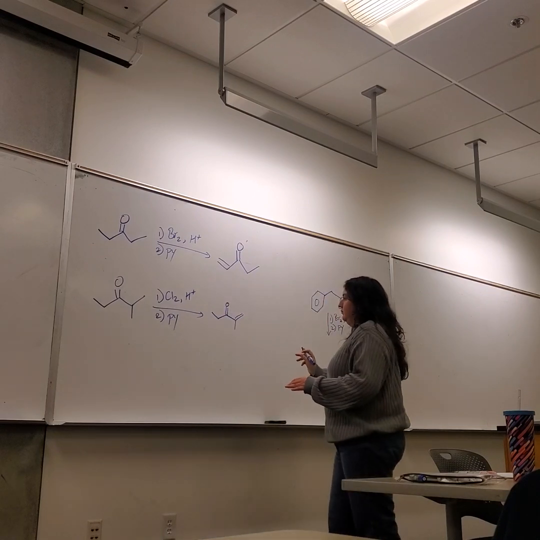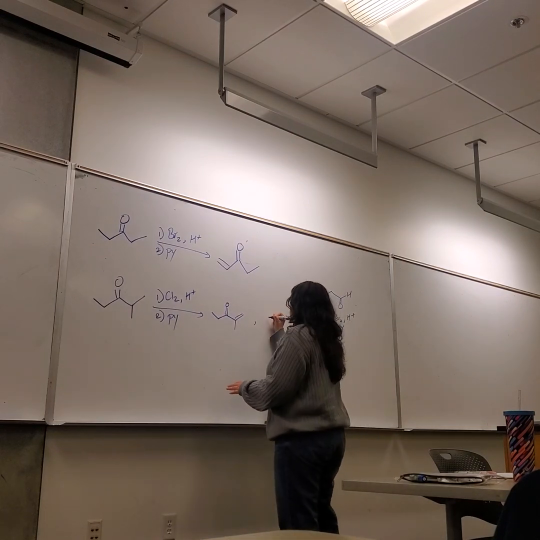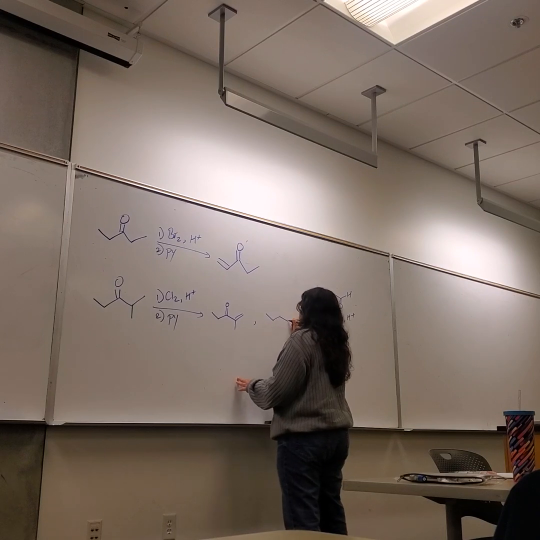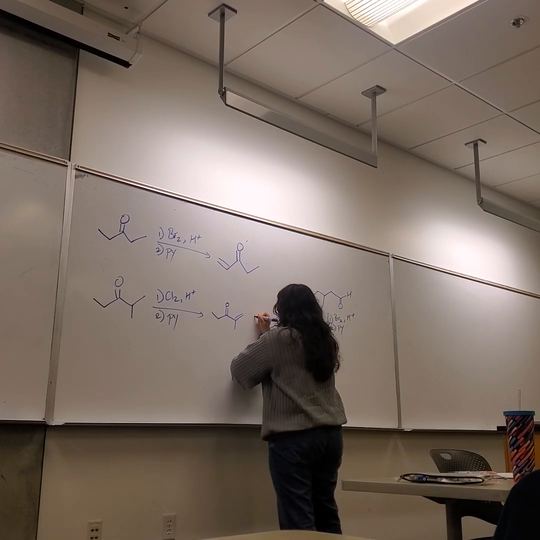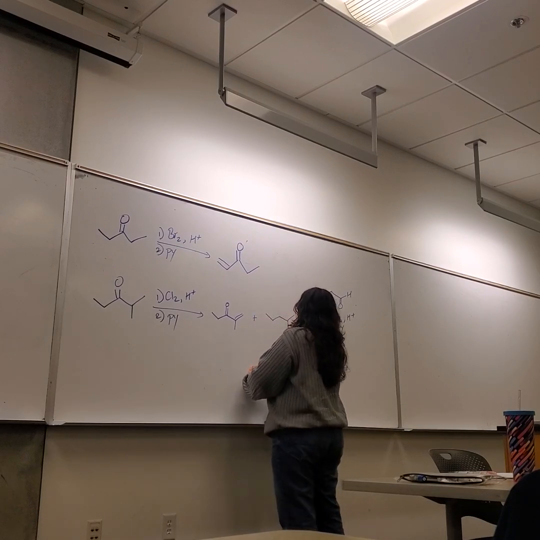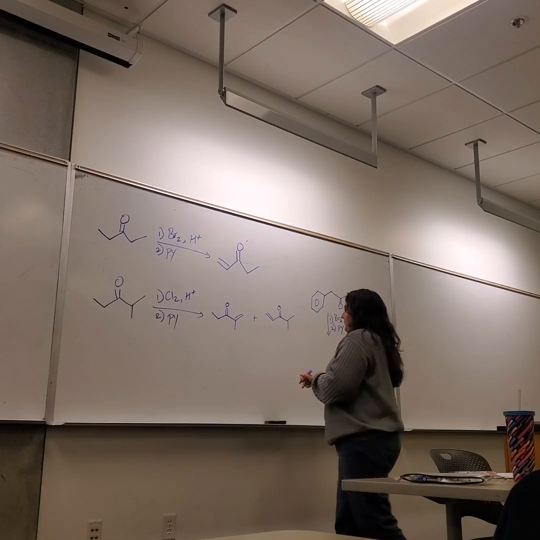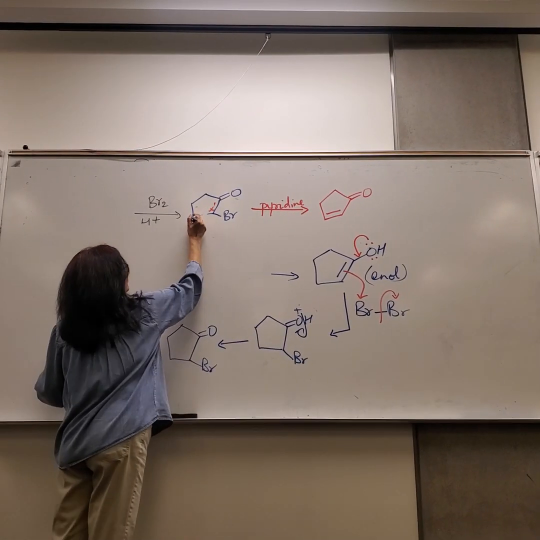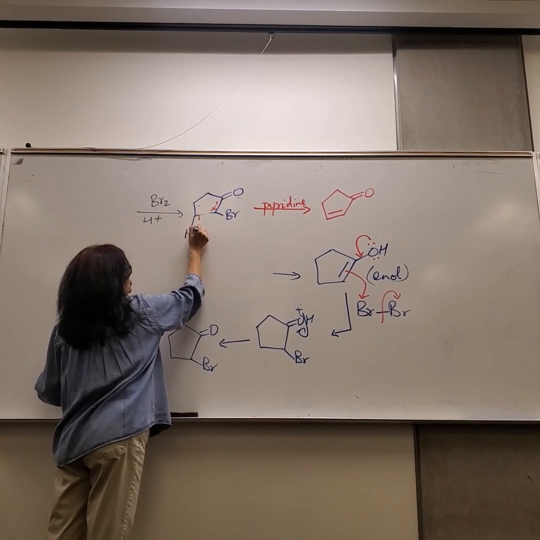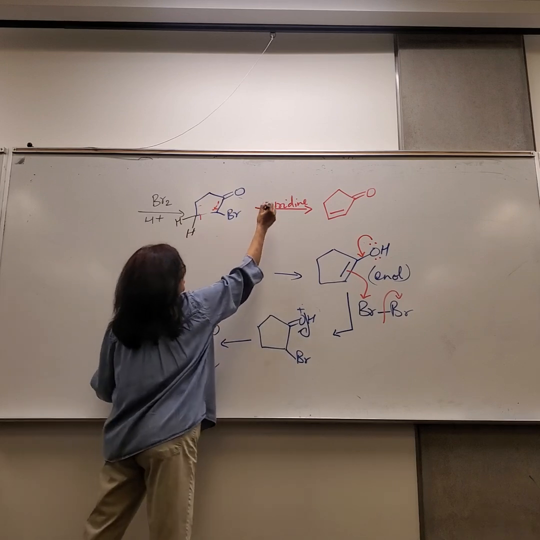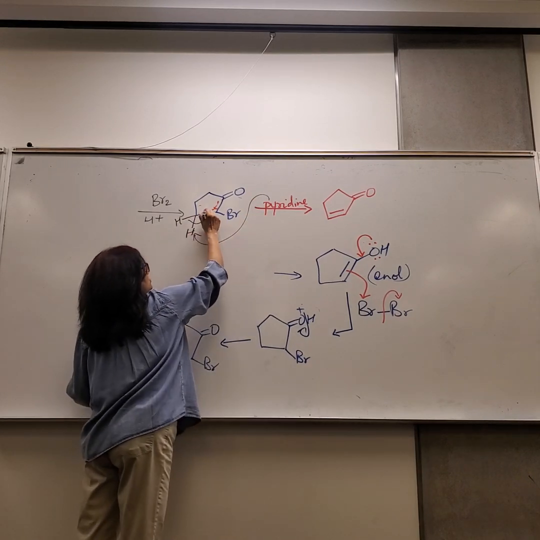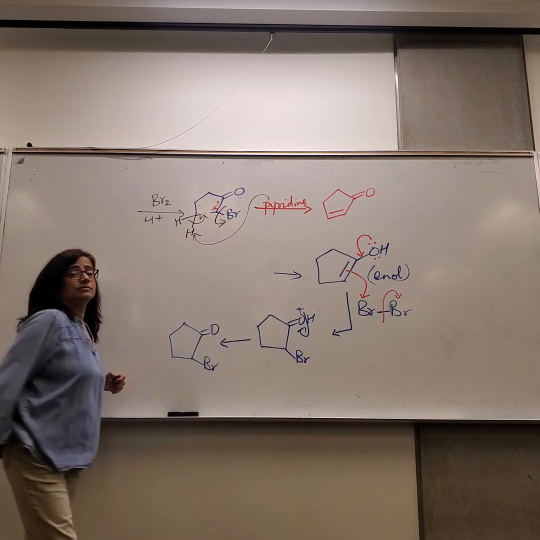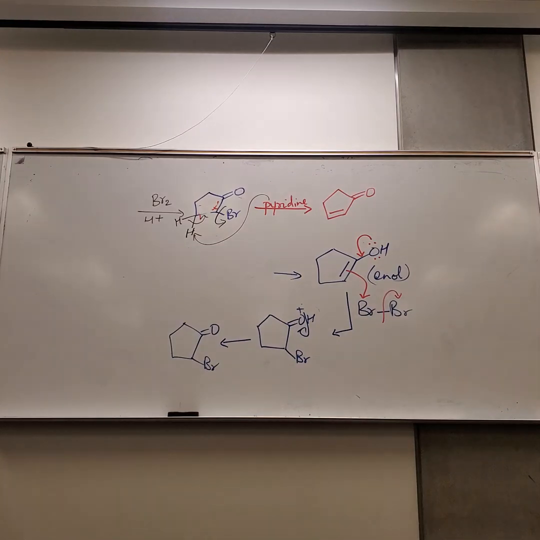Is there another product possible? Is there a mechanism to take the Br? It's like E2. Even though it's not a strong base, the pyridine E2 kicks out the bromide.